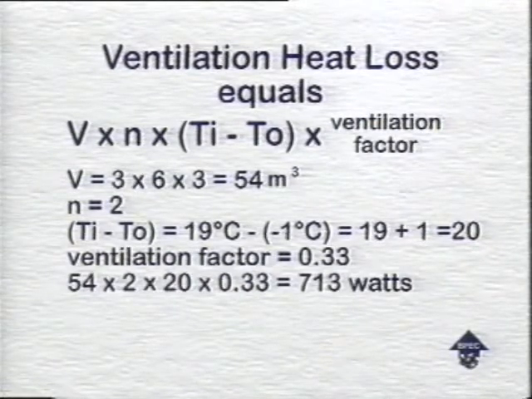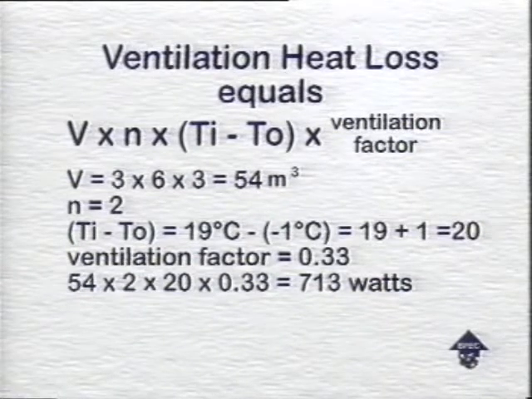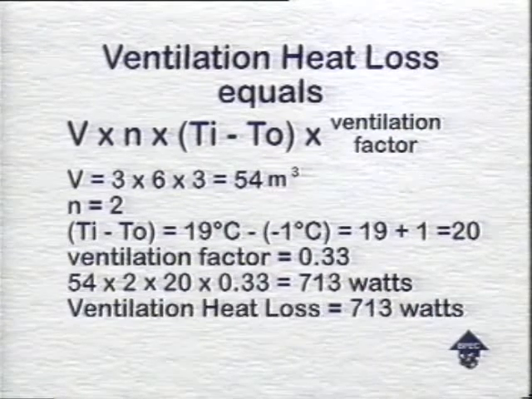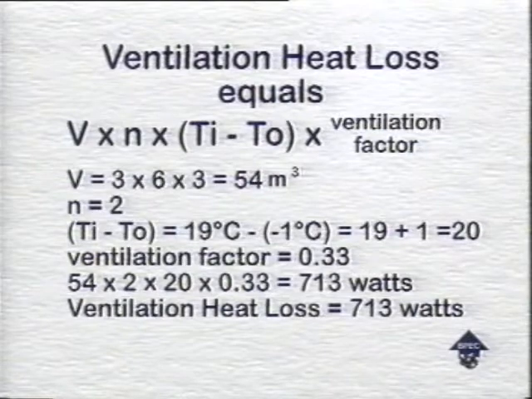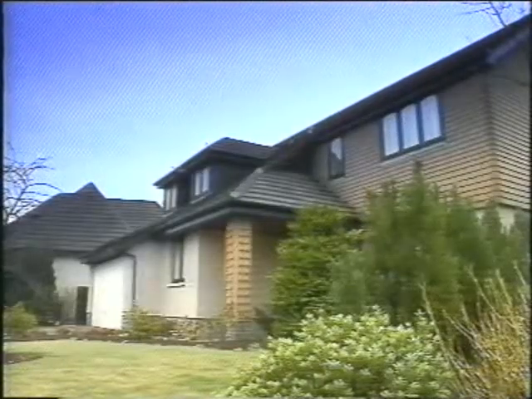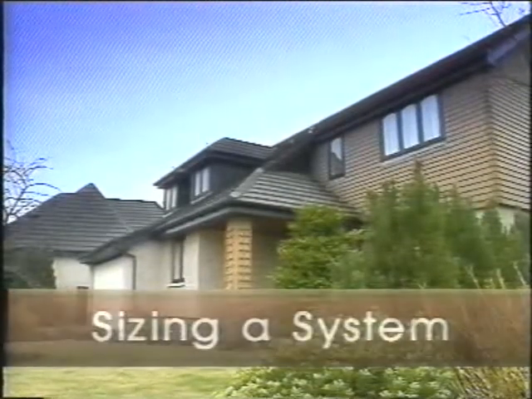Therefore, if we have a room with a volume of 54 cubic meters and an air change rate of 2 per hour, when multiplied by the interior and exterior temperature difference of 20 and the ventilation factor of 0.33, we get a ventilation heat loss of 713 watts. Now that we know how much heat is being lost, we can begin to work out how much needs to be put back in.